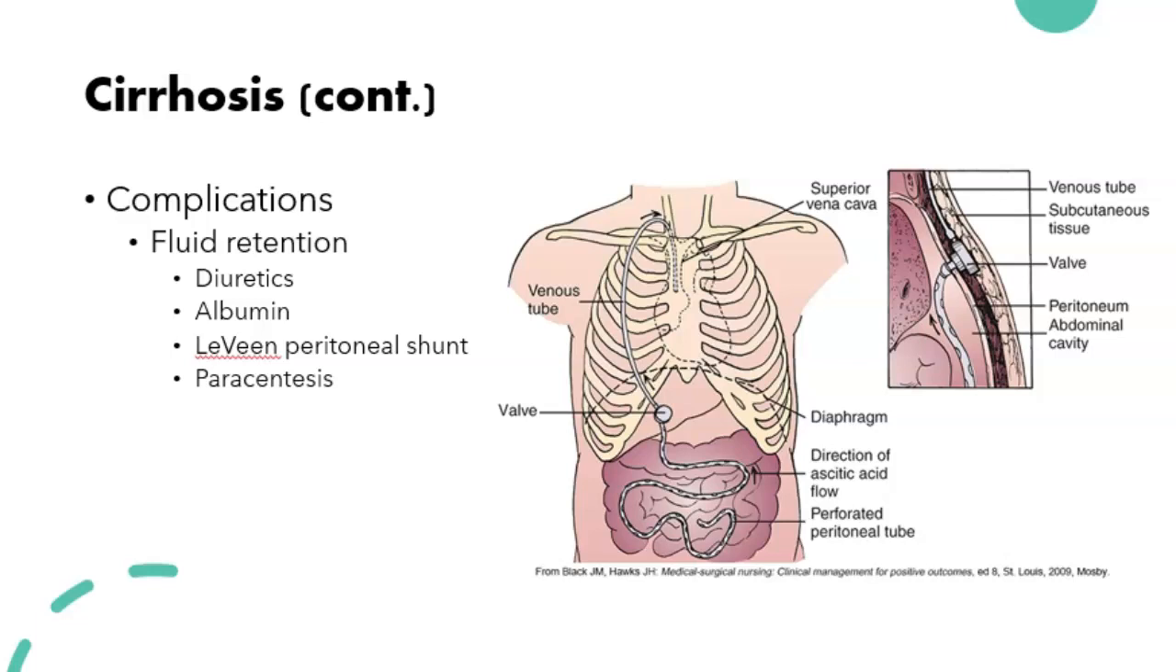You want to monitor for complications of this procedure, such as CHF, so congestive heart failure, fluid leakage from the ascites, infection at the insertion site, peritonitis, which is the inflammation of the peritoneal cavity, septicemia, which is bacteria in the bloodstream, sepsis, and a thrombosis in the shunt. And then also for fluid retention there is paracentesis, which we've already talked about.